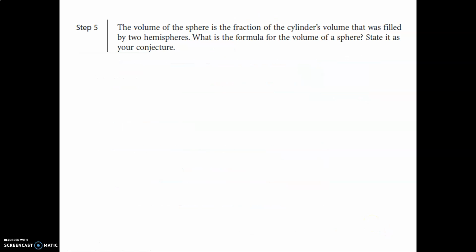The volume of the sphere is a fraction of the cylinder's volume that was filled by the 2 hemispheres. So remember, the 2 hemispheres, 1 sphere, fill 2/3 of the cylinder's volume. So now the question is, what is the volume formula? So here is 2 pi r cubed. That is the volume of the cylinder, and 2/3 of it was filled by the sphere. So if I multiply 2/3 times 2/1, I get 4/3 pi r cubed.